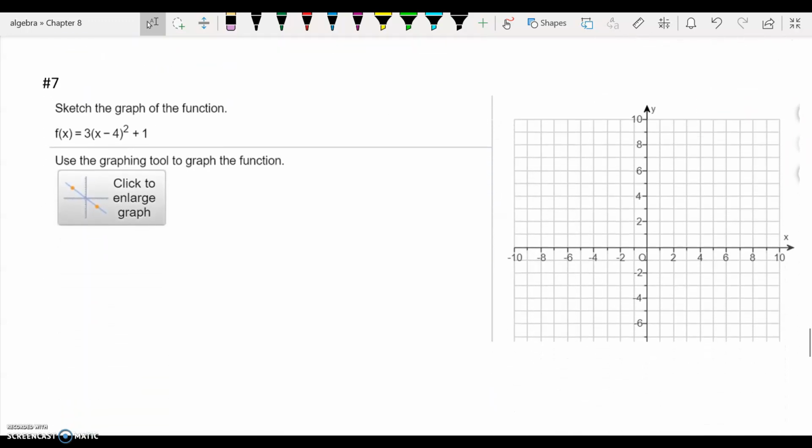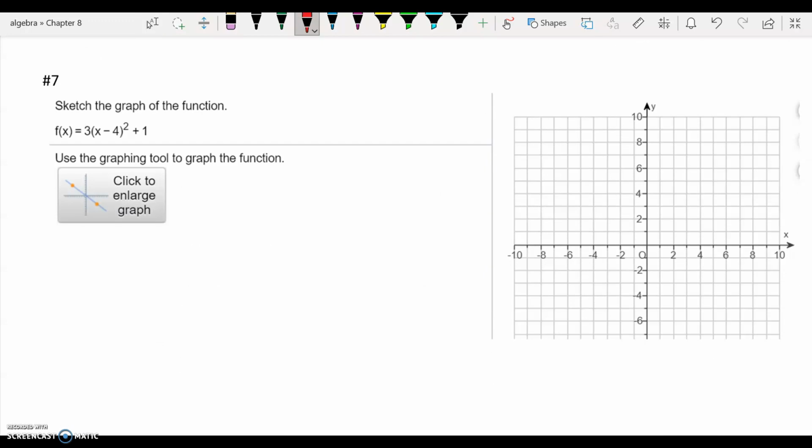Now number 7, it says sketch the graph of the function. So we're going to need a few things to sketch the graph. The first thing we're going to need is the vertex. I can find my vertex because it's in vertex form. So my vertex is going to be 4, 1. So I'm going to go to 4, 1 and plot a point. 4, 1.